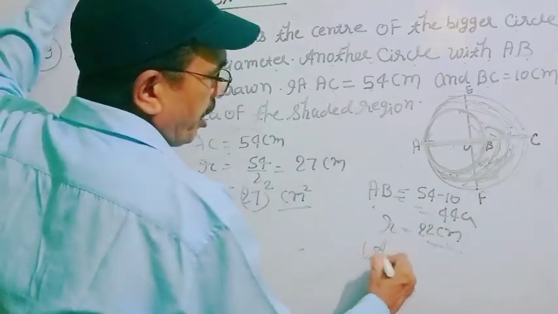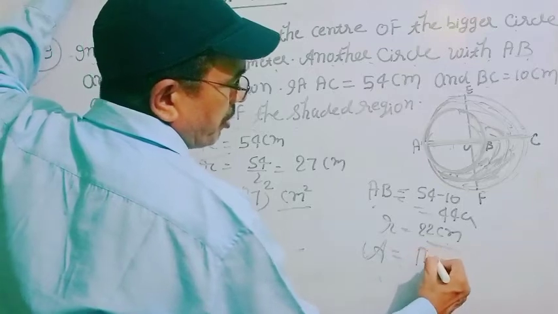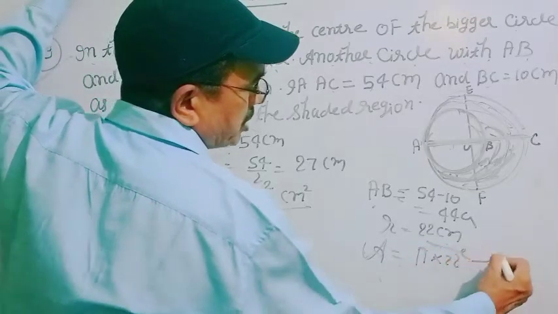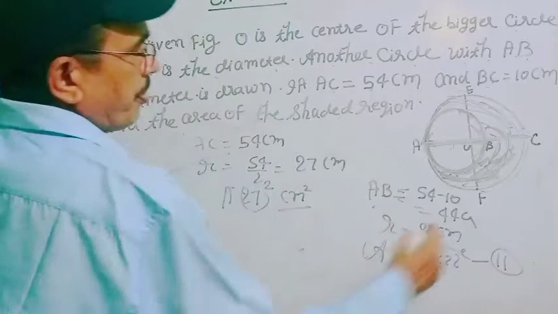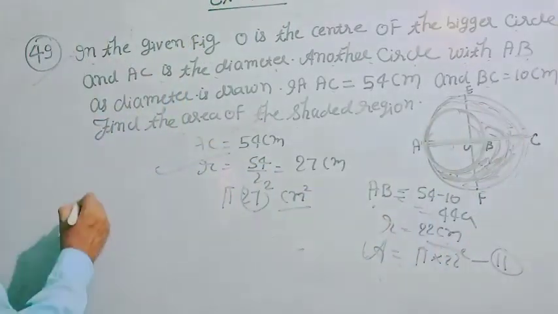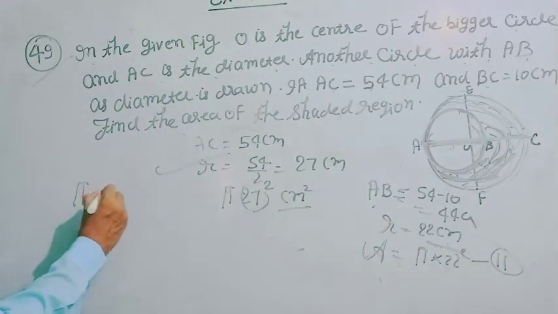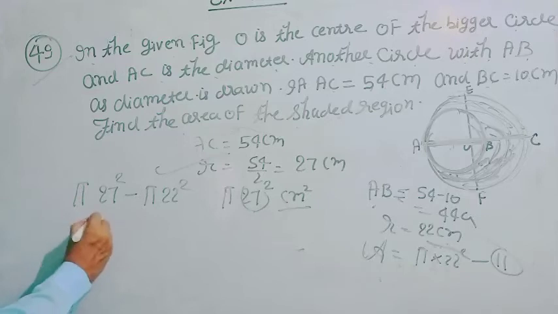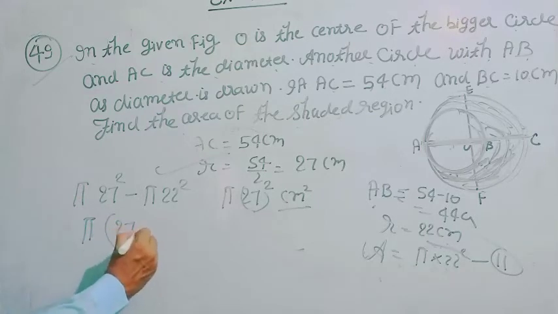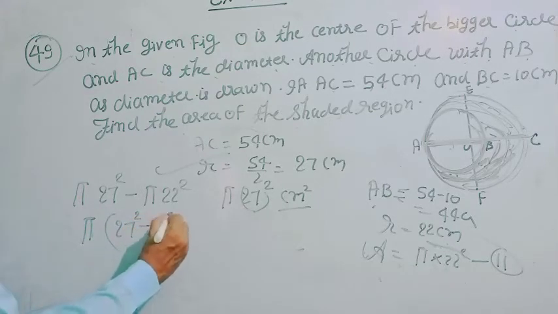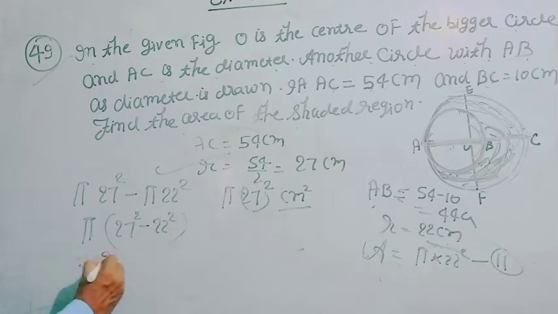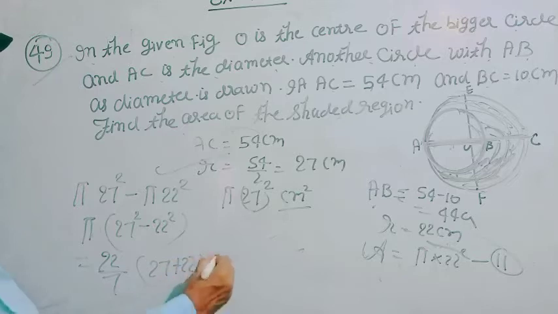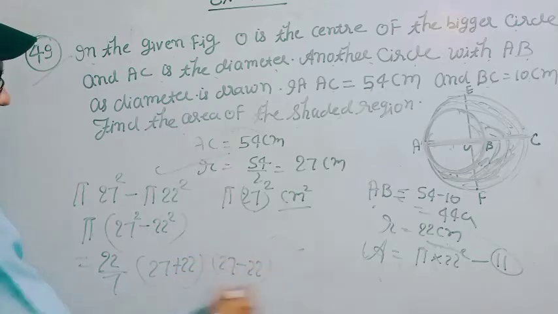So what is the area of this small circle? It is equal to pi into 22 squared. Then what is the area of the shaded region? The area of the shaded region is pi into 27 squared minus pi into 22 squared. So take pi as common, then you write 27 squared minus 22 squared. Pi is equal to 22 by 7. You write 27 plus 22 and 27 minus 22.